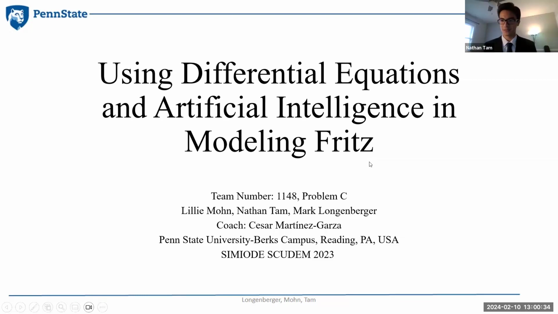Hi, everyone. Thank you for this awesome opportunity to present. We're excited to share with you the methods that we took to model this problem. So, hello, we're team 1148 from Penn State University, the Berks campus, presenting on problem C from the SCUDEM 2023 competition. My name's Nathan. I'm Mark. I'm Lillie. All right, and our presentation is titled Using Differential Equations and Artificial Intelligence in Modeling Fritz.